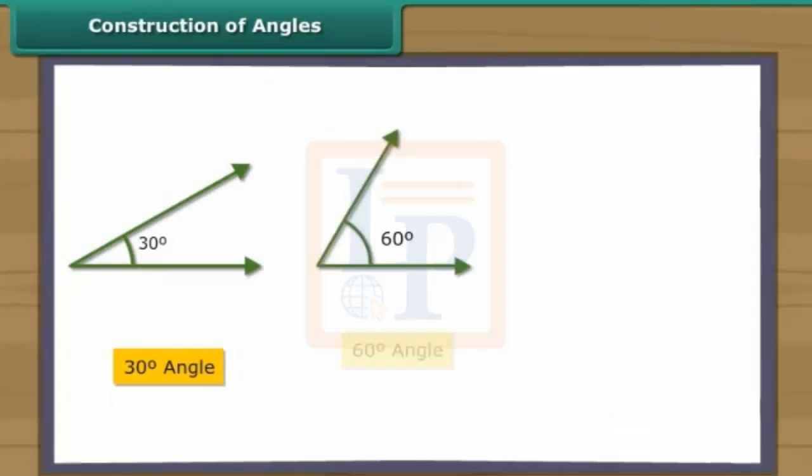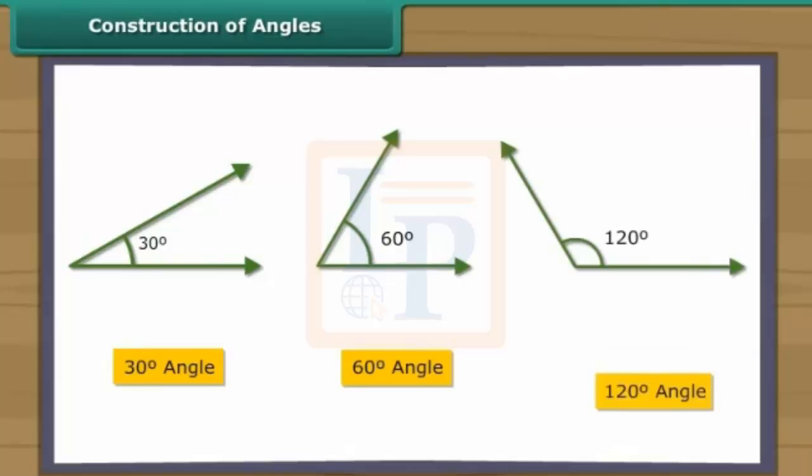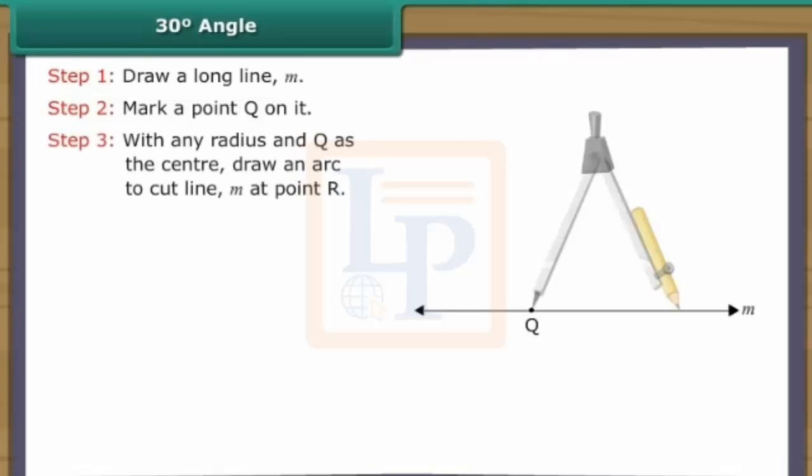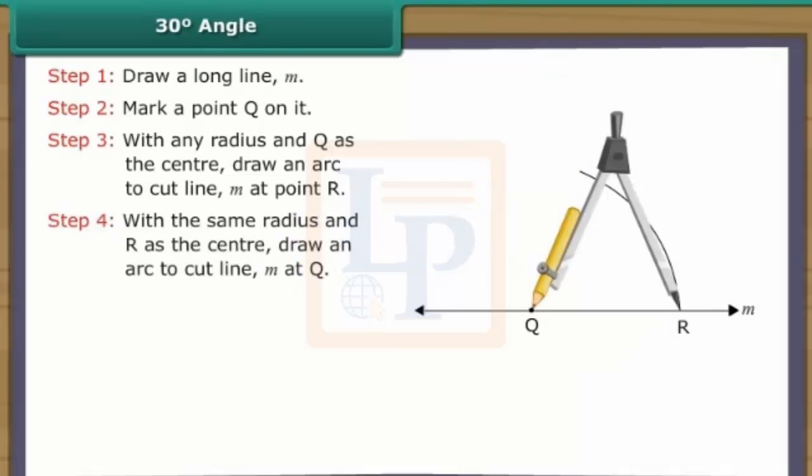Construction of angles. Let us now construct some special angles one by one. 30-degree angle, 60-degree angle, 120-degree angle. Construction of 30-degree angle. Draw a long line M. Mark a point Q on it. With any radius and Q as the center, draw an arc to cut line M at point R. With the same radius and R as the center, draw an arc to cut the first arc.